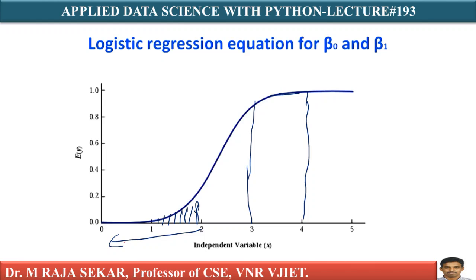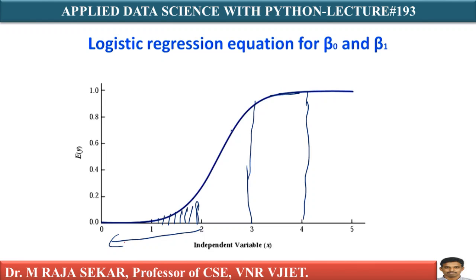Rate of change is very high in between 1 and 2, but between 2 and 3, just see this, the rate of change is low, but between 3 and 4, the rate of change is more. Just observe this graph, isn't it? If you carefully observe, you can understand these observations. This is the S-shaped curve for a logistic equation.